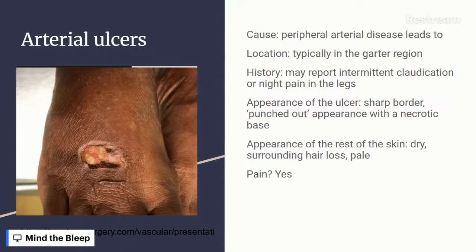Now, as I mentioned earlier, the appearance of arterial ulcers, typically they have quite a sharp border. They're punched out in appearance and can have a necrotic base. The rest of the skin around it should be dry, should be quite pale. You might get hair loss, which again is typical in patients with peripheral arterial disease. These types of ulcers are definitely painful. And of course, there could always be one or two that don't fit the trend, but generally speaking, these are painful ulcers.